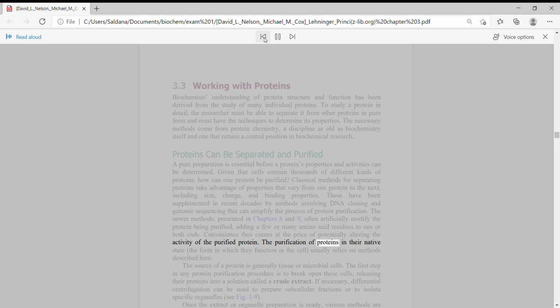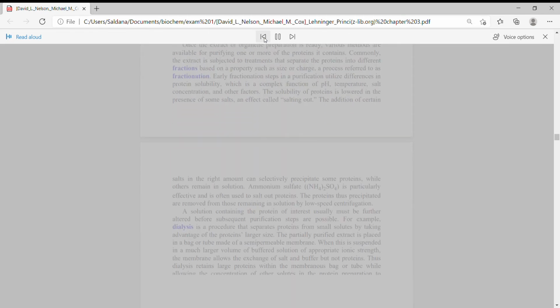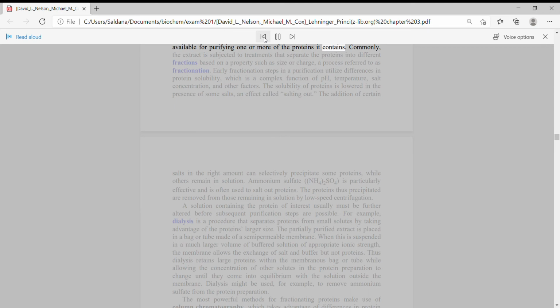The purification of proteins in their native state, the form in which they function in the cell, usually relies on methods described here. The source of a protein is generally tissue or microbial cells. The first step in any protein purification procedure is to break open these cells, releasing their proteins into a solution called a crude extract. If necessary, differential centrifugation can be used to prepare subcellular fractions, or to isolate specific organelles, see Fig. 1-9. Once the extract or organelle preparation is ready, various methods are available for purifying one or more of the proteins it contains.